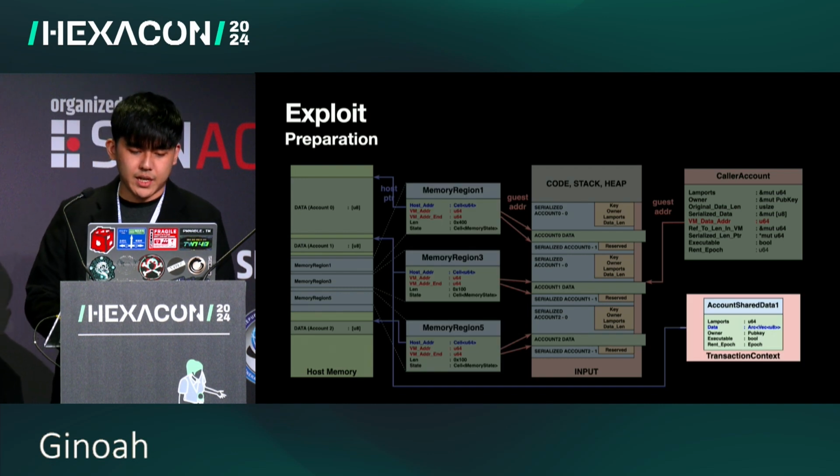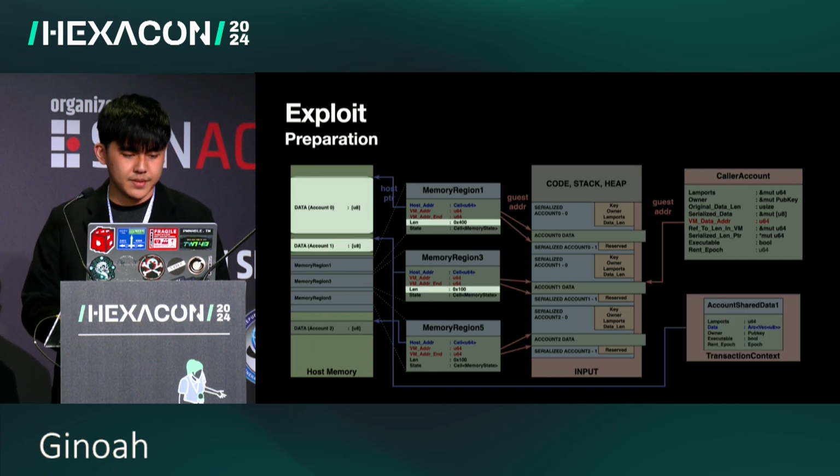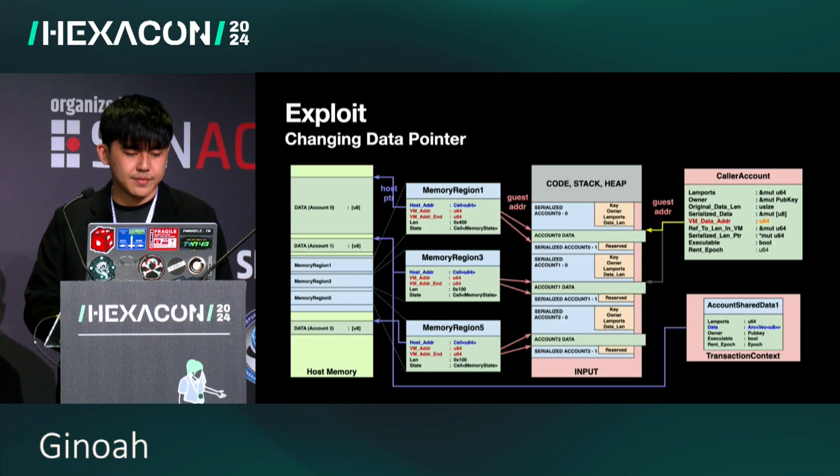Similarly, we only show account shared data for account 1, since it is the only account that will be passed through CPI to trigger our exploit. Notice that the data buffer for account 0 is larger than those for the others. We will leverage this size difference for out-of-bound memory access.